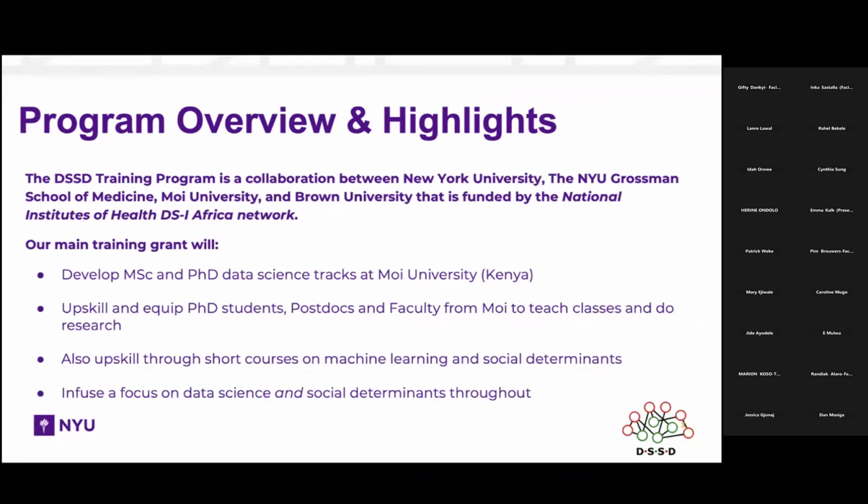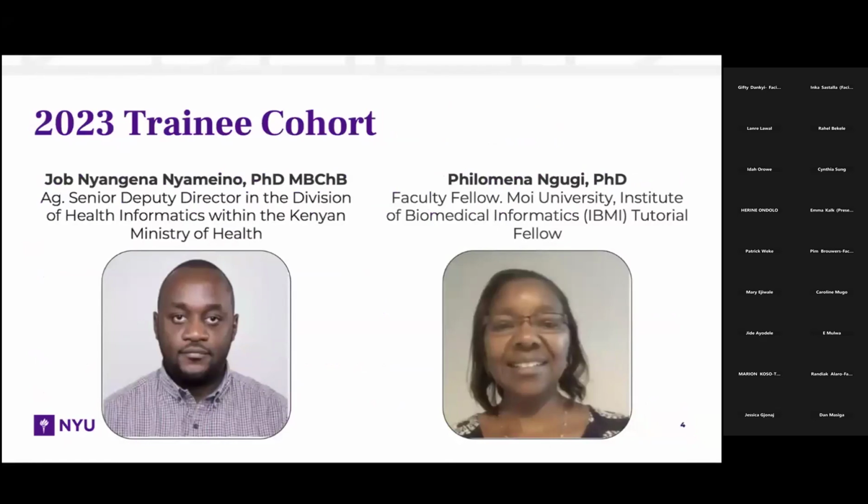We also want to upskill and equip PhD students, postdocs, and faculty from Moi to teach classes and to do research. And I'm going to talk a little bit about the 3 trainees so far who have participated in this upskilling. And we also want to create short courses on machine learning and social determinants, which we've done 2 of so far, and we are currently planning a 3rd. And just as a main overall goal, we hope to infuse a focus on data science and social determinants throughout the entire program.